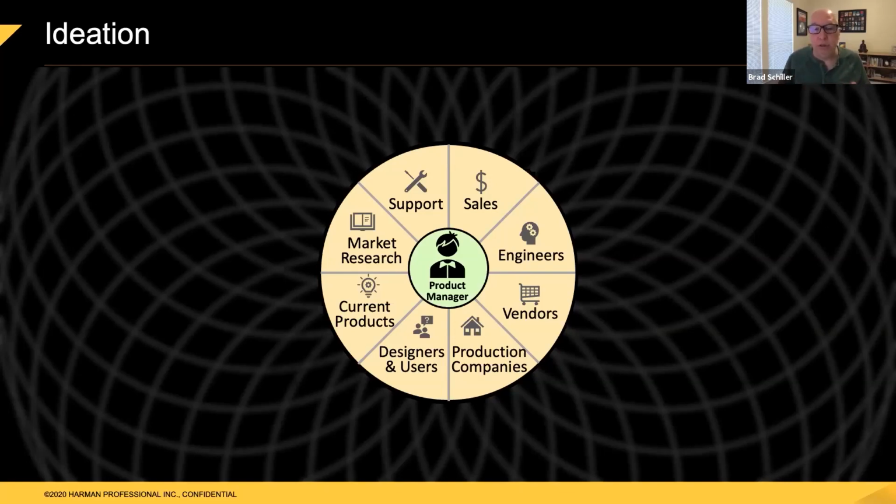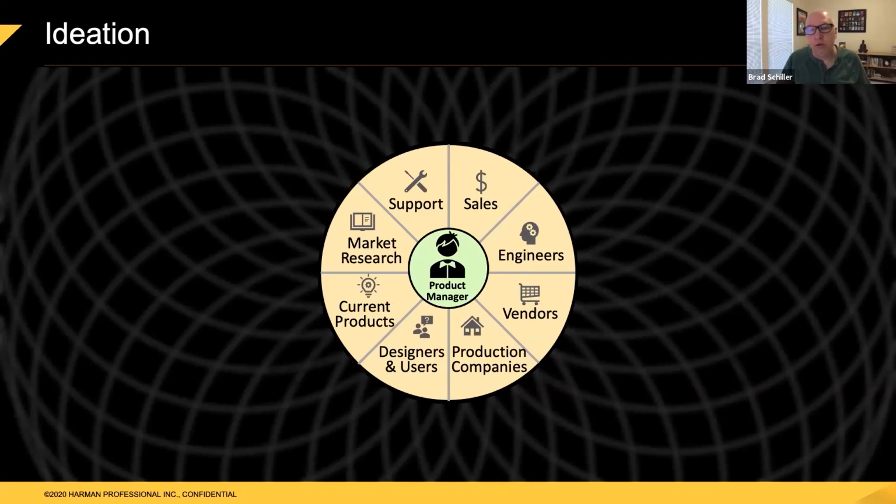Are people still using gobos? Are they not using gobos? What's important? You want to check that out. You want to look back at your current products. Does that product need a new iteration? Do we need to move that product into a different one? Can we just change it up a little bit? What worked, what didn't work?